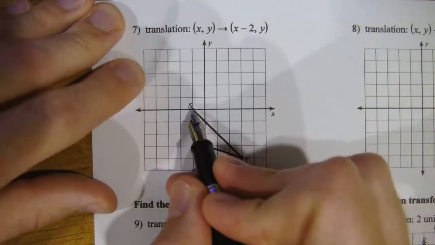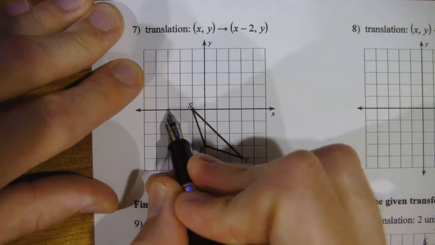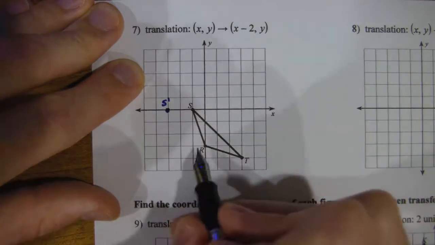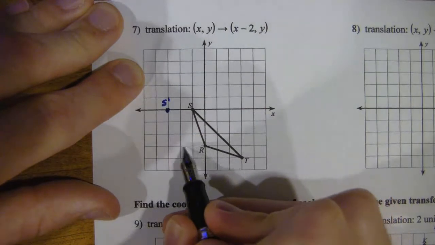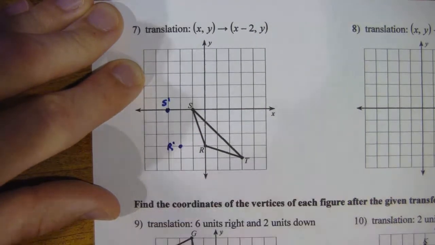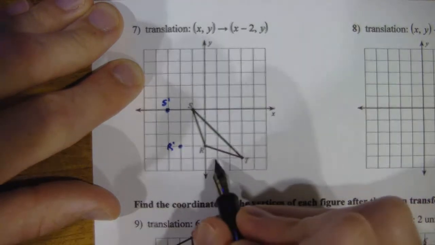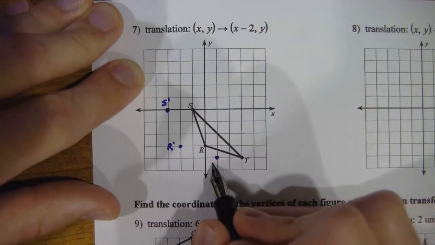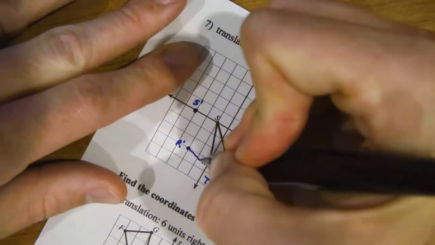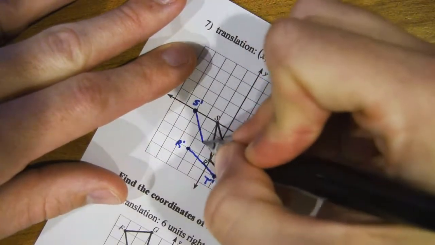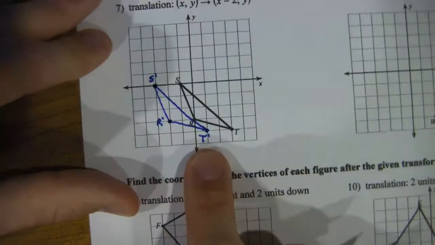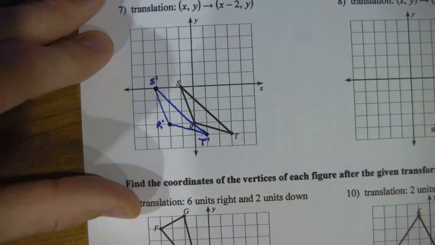So if I go 2 units to the left, 1, 2, I'm going to stop right there, and that's S prime. All right, let's do the same thing for R. We're going to go 1, 2 to the left, make our point, and that is R prime. Try it for T. 1, 2 to the left, make our point, and there is T prime. All we got to do is play connect the dots, so give me but a moment. And there it is. Same size, same shape. We know we're doing it correctly.